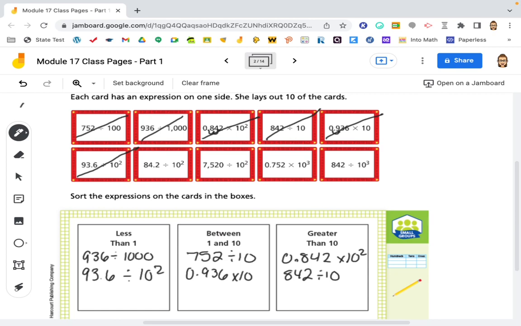84 and 2/10 divided by 10 to the second power. Again, 10 to the second power is 100. 84 and 2/10 is less than 100, so it's going to be less than 1. We have 7,520 divided by 10 squared, or 10 to the second power. So again, that's 100. 100 is going to go in there over 70 times.